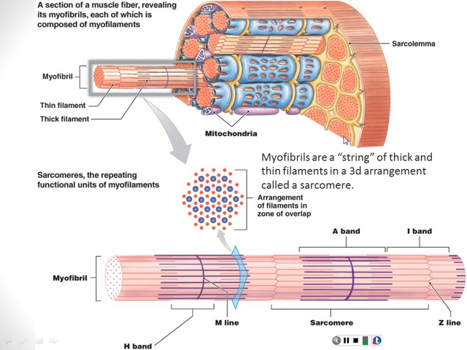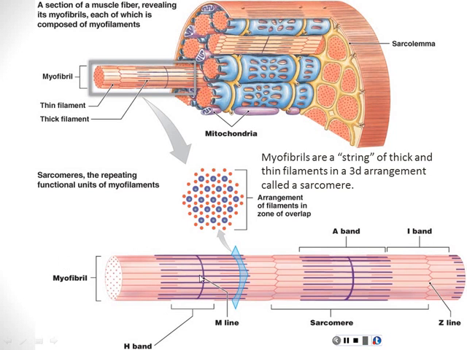And then there are many muscle fibers in a muscle fascicle. Remember, a fascicle is a bundle of muscle fibers. And then a muscle is a bundle of fascicles. So we have bundles of bundles of bundles. So from the smallest is the myofibril out to the largest, which is the muscle itself.